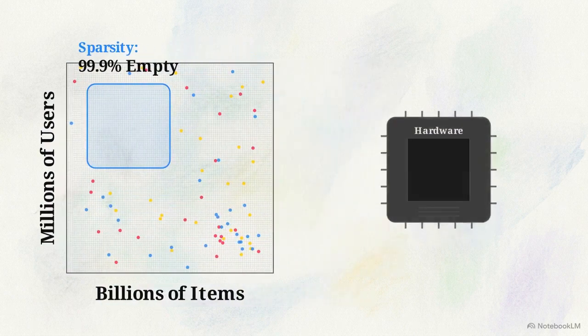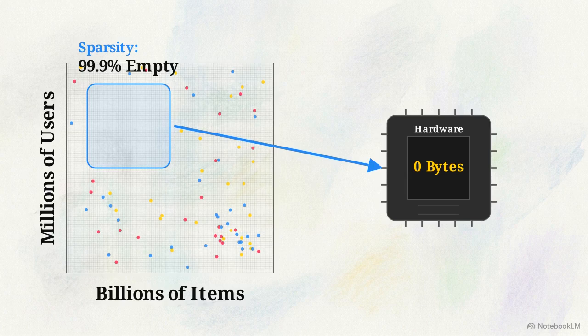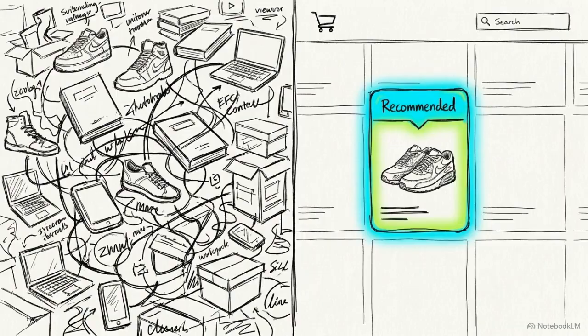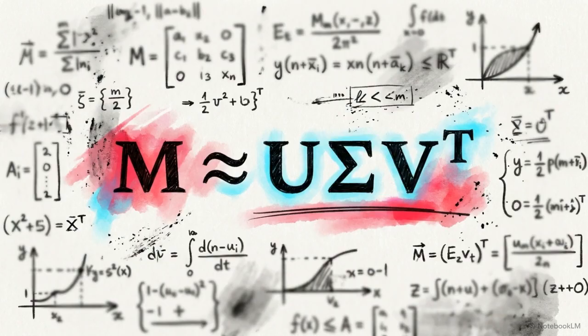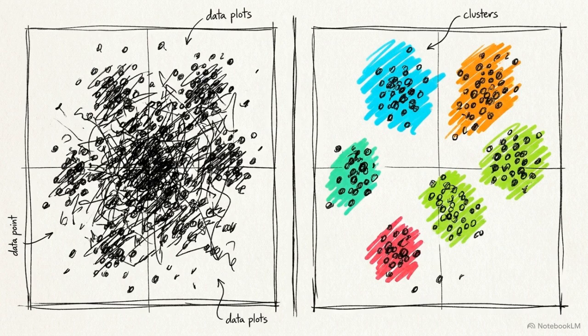But looking at the whole structure reveals a defining physical characteristic. 99.9. The standard mathematical method for this compression is singular value decomposition, or SVD. It takes the messy data and perfectly isolates the hidden concepts driving user behavior.